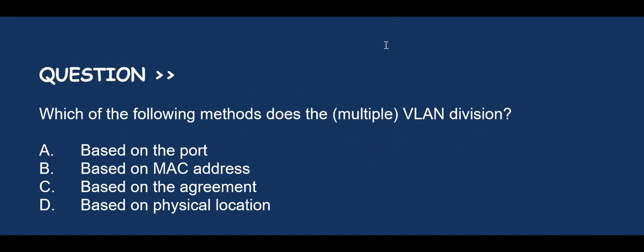Next one, which of the following methods does the multiple VLAN division? Option A, based on the port. Option B, based on the MAC address. Option C, based on the protocol. Option D, based on physical location. Correct answers are option A, B and C.